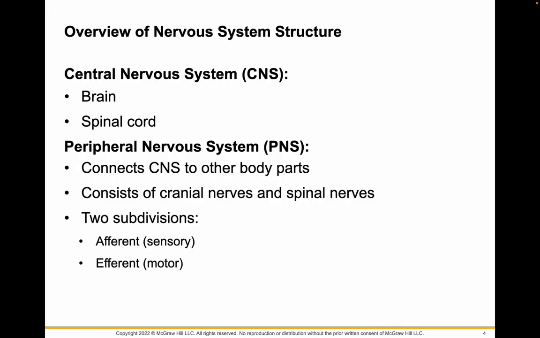So as I mentioned, the central nervous system is composed of the brain and the spinal cord, where your peripheral nervous system connects to the central nervous system and all the other parts. So these nerves, cranial nerves and spinal nerves coming off of those areas, integrating different parts of the body. And there are two subdivisions. They're the afferent, afferent meaning coming into the brain or coming into a particular place. It happens to be the brain here, so that will always be a sensory neuron. And then the efferent, exiting the brain, will be a motor neuron.